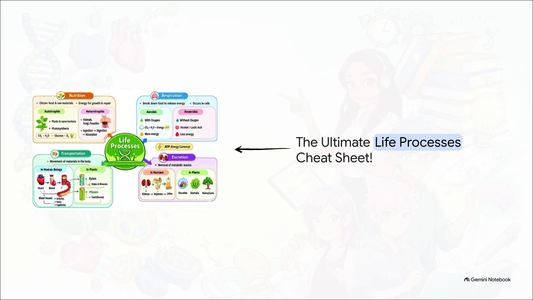Okay, before we move on, I highly recommend you physically pause the explainer right now and take a quick screenshot. This flowchart right here is your ultimate life processes cheat sheet. It beautifully summarizes everything we've literally just talked about. Autotrophic and heterotrophic nutrition, aerobic versus anaerobic respiration, the transportation systems in humans and plants, and of course excretion. This is your master study guide. It directly visualizes the connections between all these biological wonders we just explored.